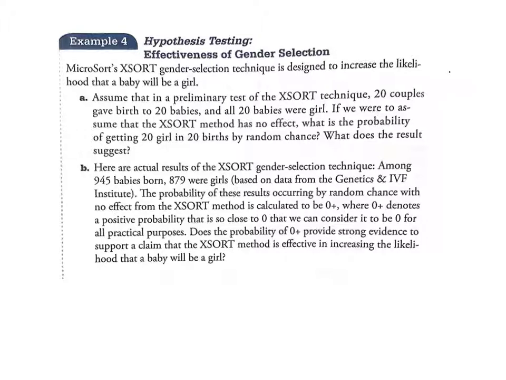Microsoft's XSort gender selection technique is designed to increase the likelihood that a baby will be a girl. Look at part A. Assume that in a preliminary test of the XSort technique, 20 couples give birth to 20 babies, and all 20 babies were girls. If we were to assume that the XSort method has no effect, what is the probability of getting 20 girls in 20 births by random chance?